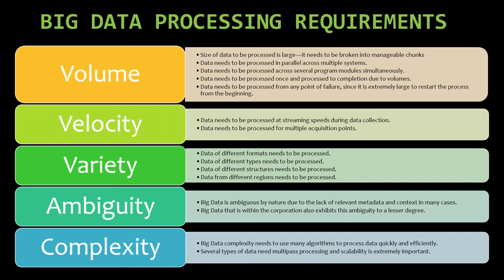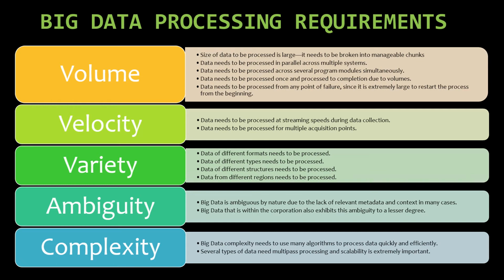In terms of velocity, data needs to be processed at streaming speeds during data collection, and data needs to be processed from multiple acquisition points. For variety, data of different formats needs to be processed: format, type, structure, and regions, all this kind of variety. For ambiguity, big data is ambiguous by nature due to the lack of relevant metadata and context in many cases. Big data within the corporation also exhibits this ambiguity to a lesser degree.